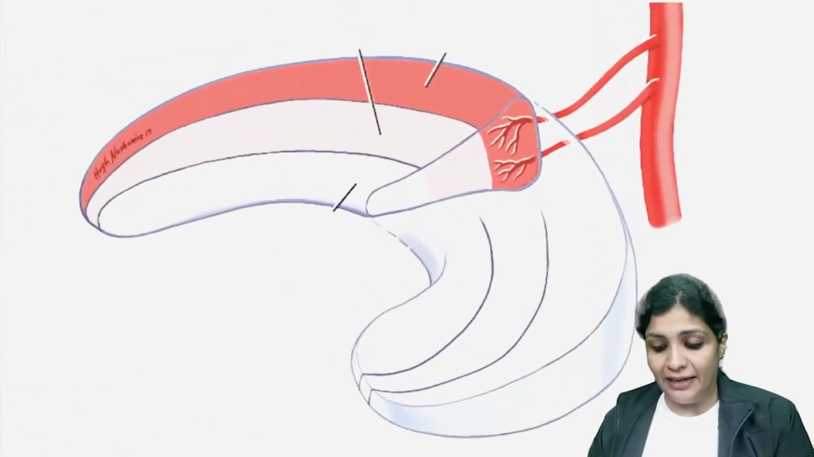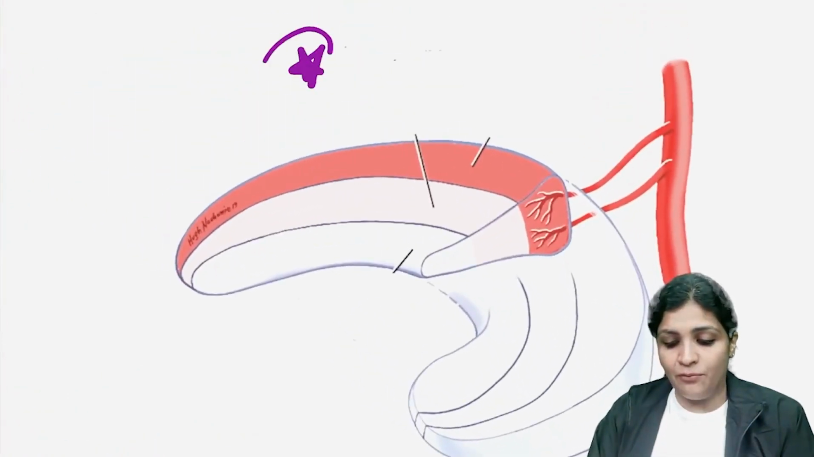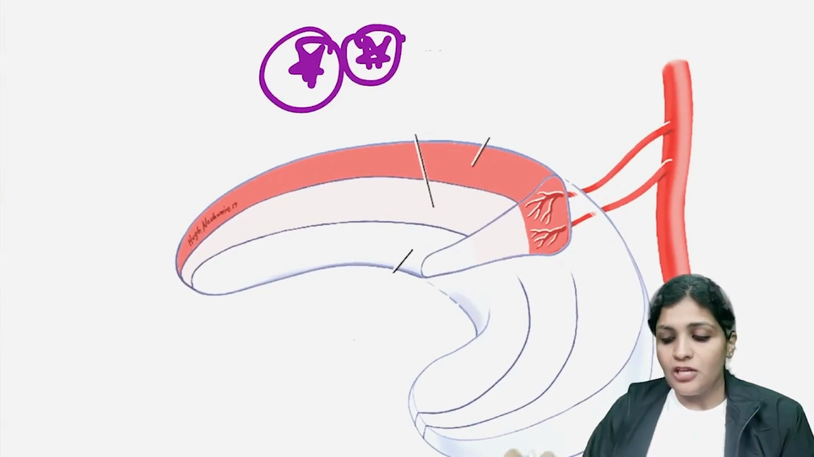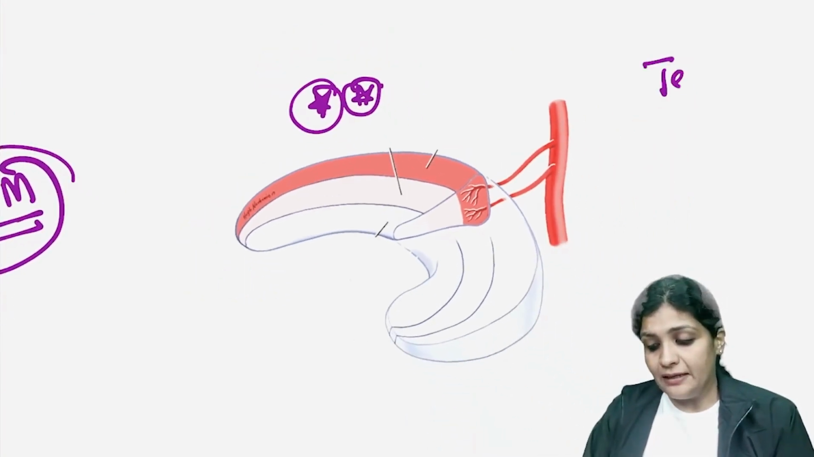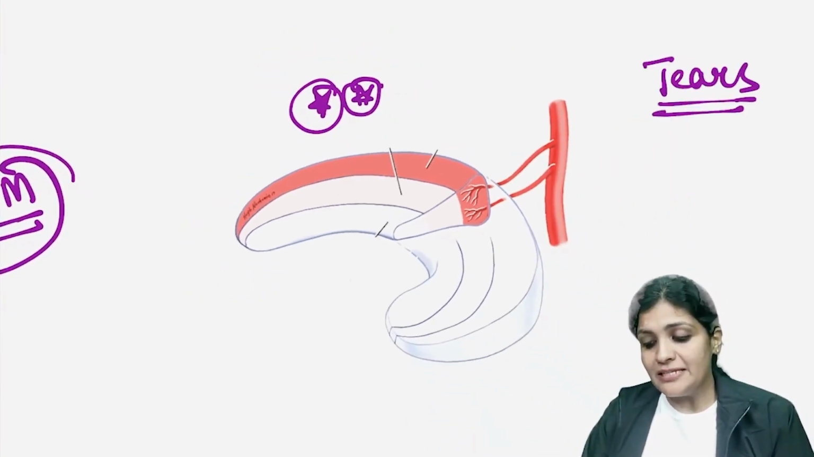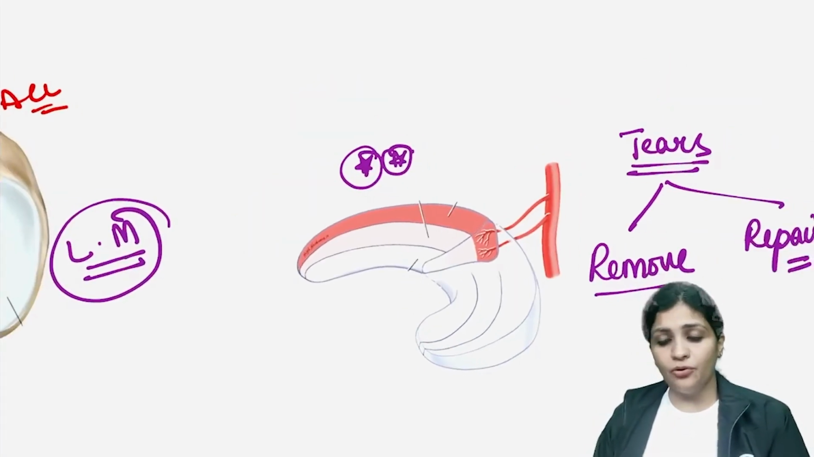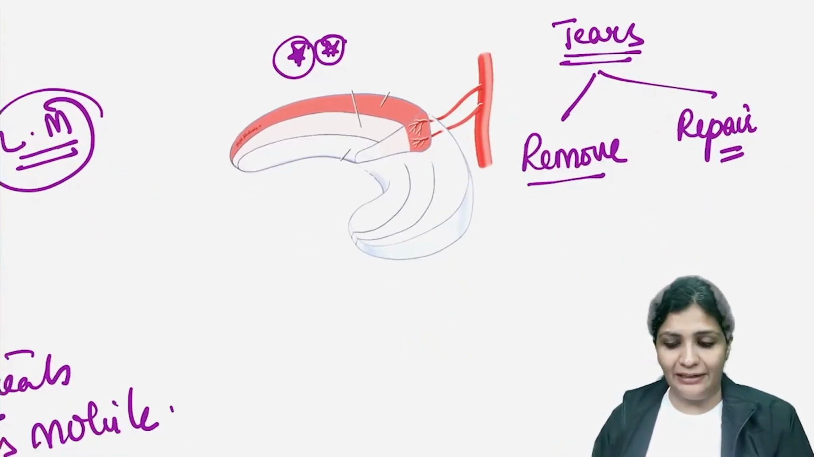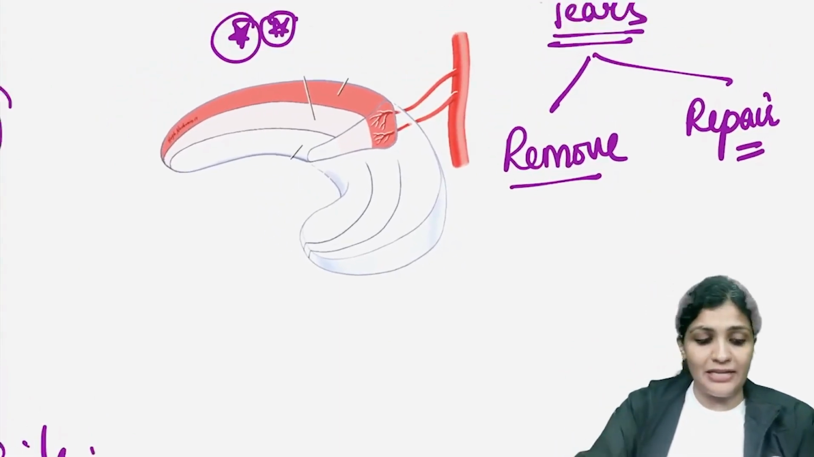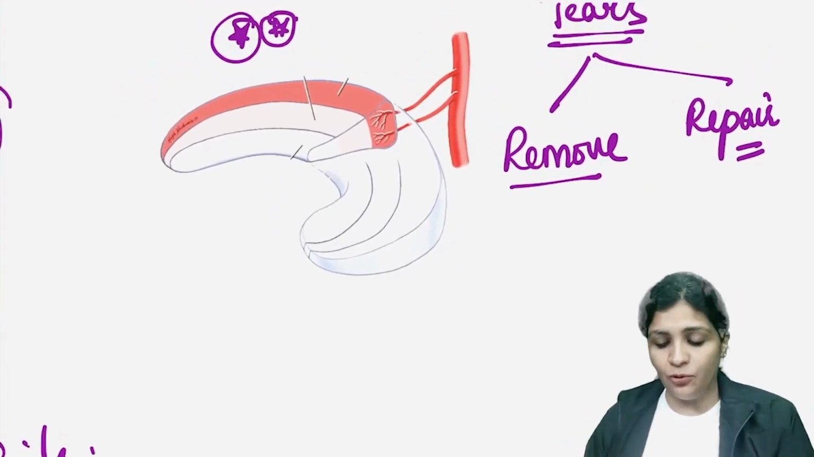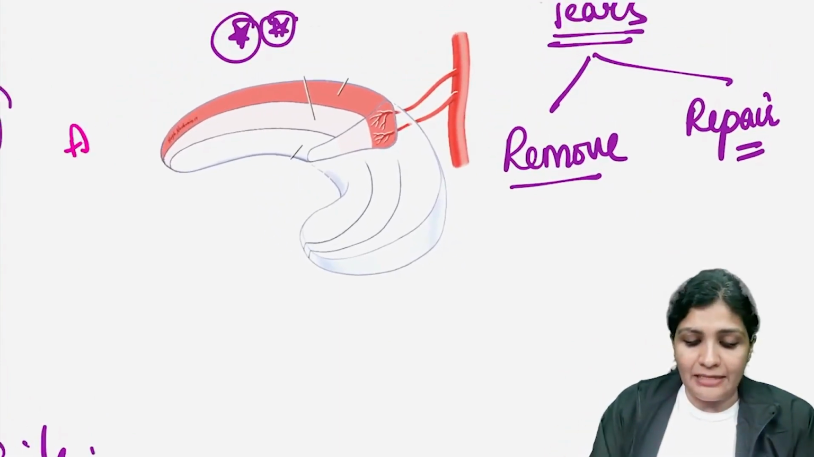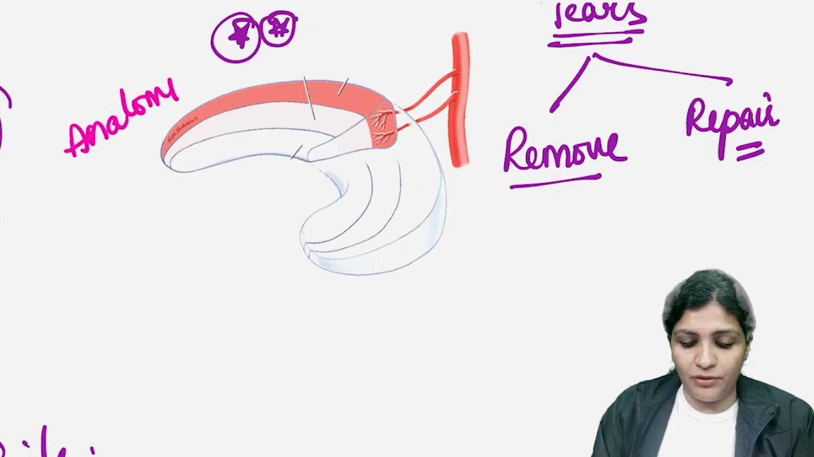Now, whenever there are tears, this was also asked in the exam, very, very important. So what do you do with the tears? Meniscus tears, do you remove the meniscus? Do you repair the meniscus? You remove it or repair it whenever you find a tear. So to understand what you do, you have to understand the anatomy, that is the blood supply of the meniscus.